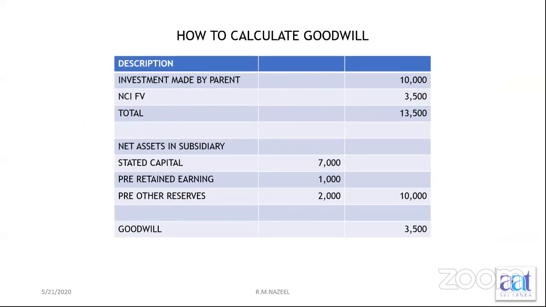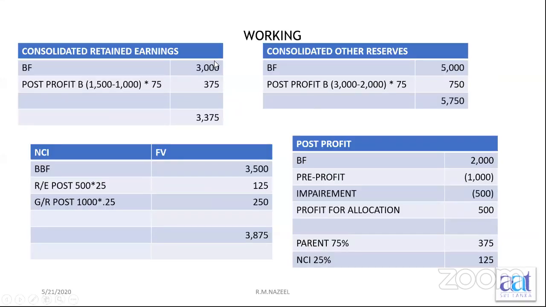We'll take you through the same example. Okay, you have investment, you have fair value of NCI, you have net assets, the goodwill is 3,500. Same example, I have not changed, right? So goodwill, after doing the NCI adjustment and after doing the impairment adjustment, is 3,375. Consolidated retained earnings after doing impairment, 3,370. Consolidated other reserves, that is the general reserve, 5,750. NCI 3,875.